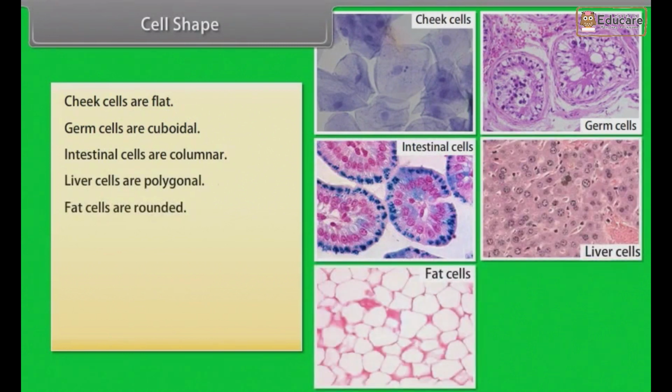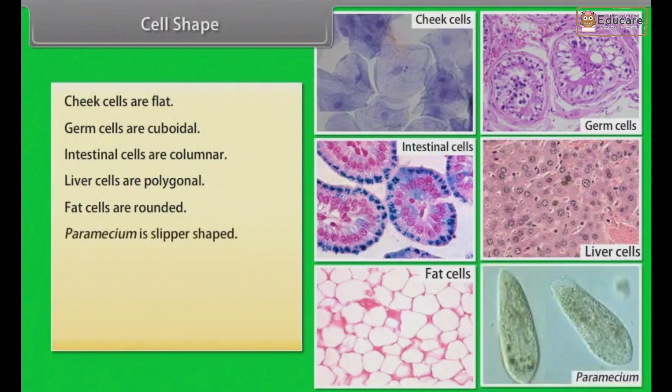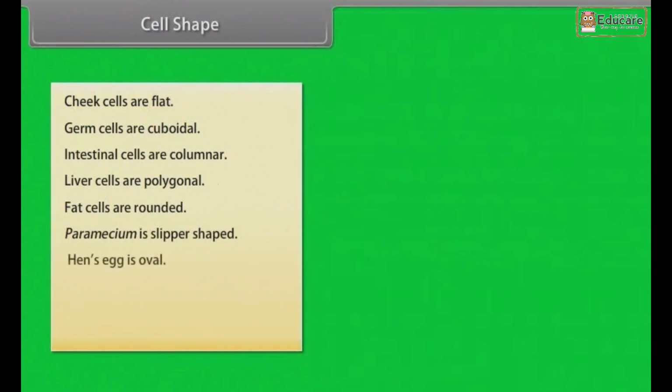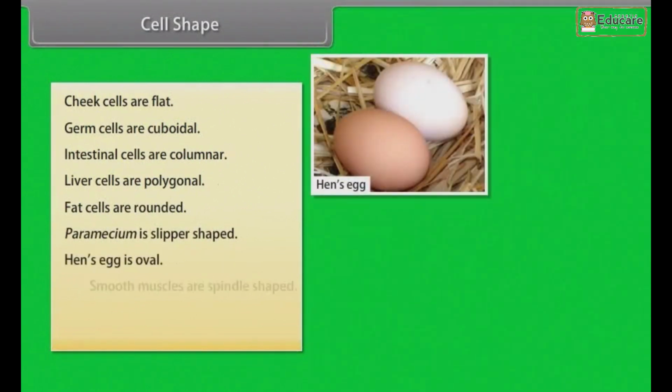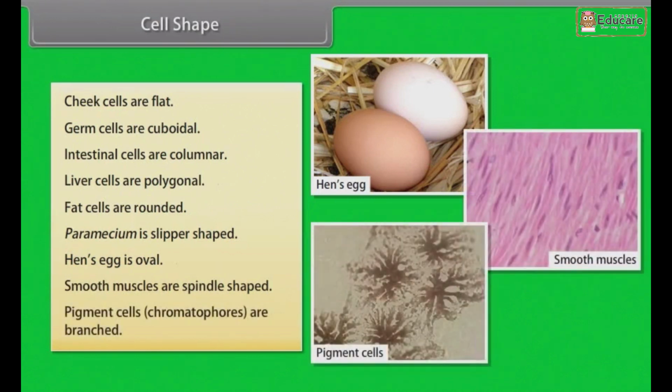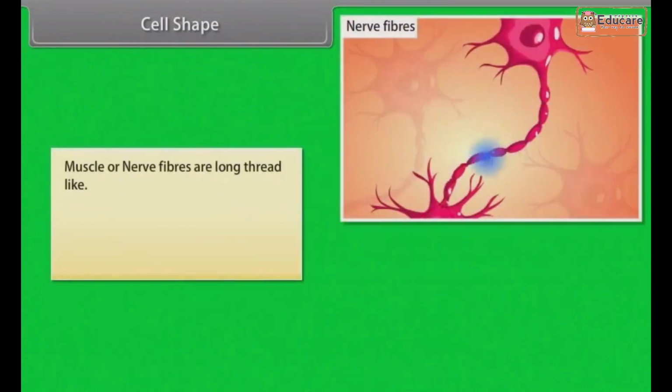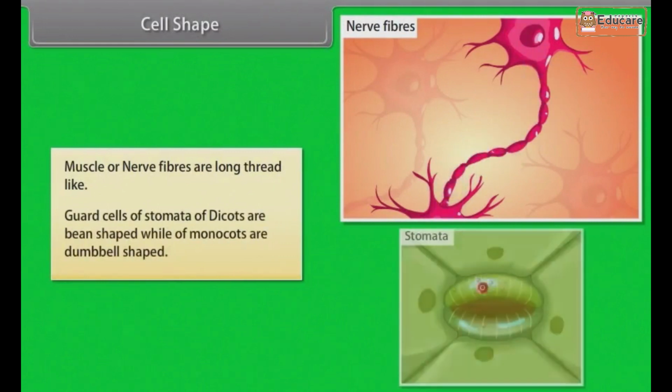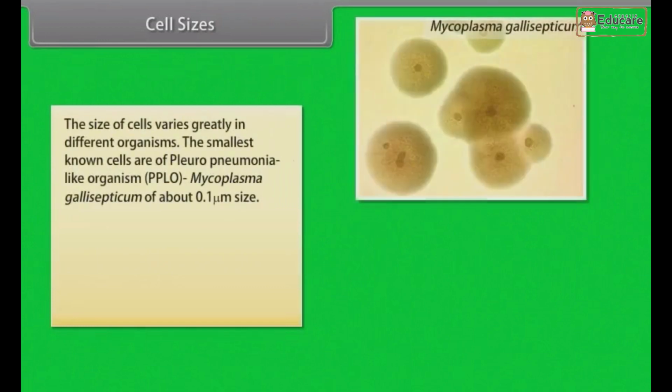Fat cells are rounded. Paramecium is slipper-shaped. Egg is oval. Smooth muscles are spindle-shaped. Pigment cells, that is, chromatophores, are branched. Muscles or nerve fibers are long thread-like. Guard cells of stomata of dicots are bean-shaped, while of monocots are dumbbell-shaped. Cell sizes. The size of cells varies greatly in different organisms.